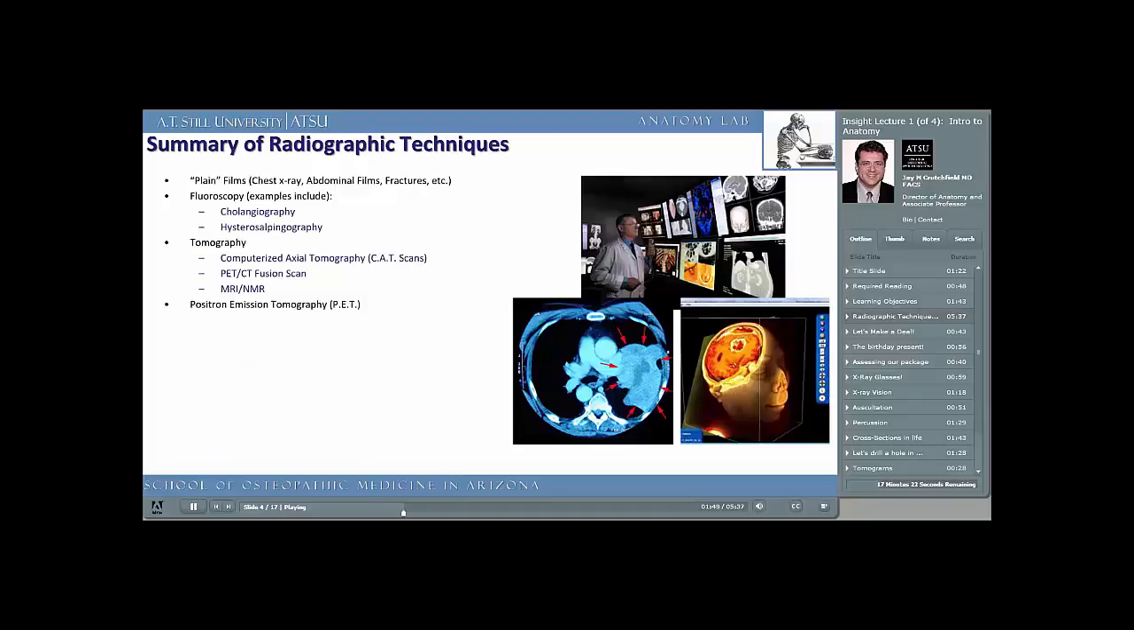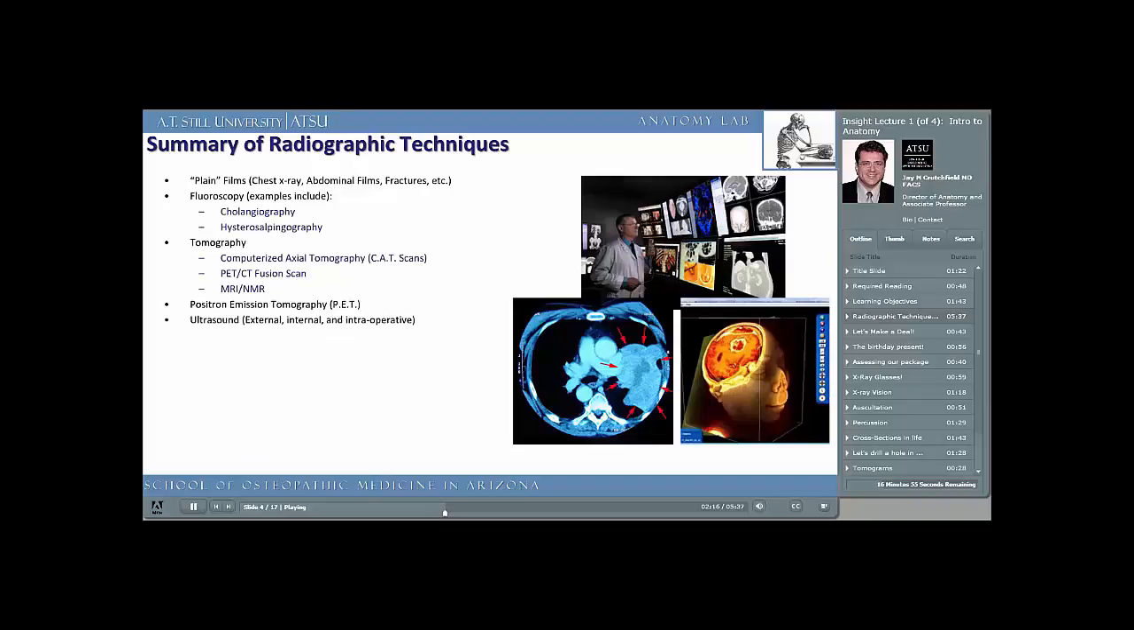Positron emission tomography is a specialized method of imaging. It combines a PET scan, i.e. an image based on radioactive glucose technology, and merges these somewhat fuzzy images into a high-resolution CT scan image to create a single image called a PET fusion CT scan. We'll show you some examples later, and this will make more sense as you progress in these insight lectures.